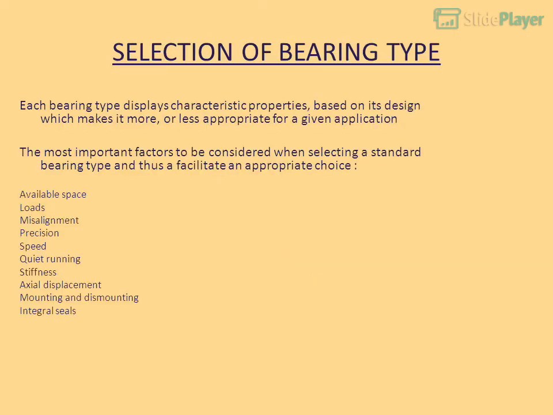Selection of bearing type. Each bearing type displays characteristic properties, based on its design, which makes it more or less appropriate for a given application. The most important factors to be considered when selecting a standard bearing type, and thus facilitate an appropriate choice: available space, loads, misalignment, precision, speed, quiet running, stiffness, axial displacement, mounting and dismounting, integral seals.